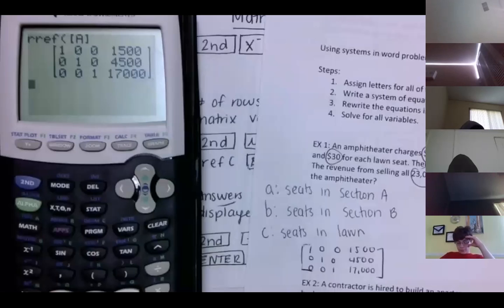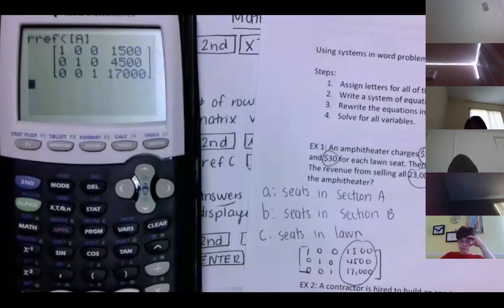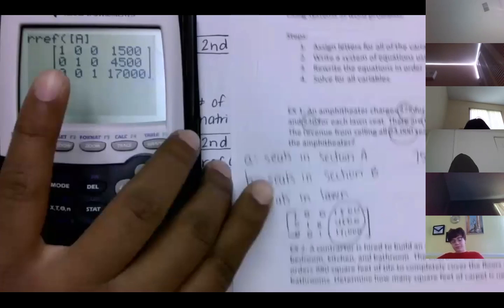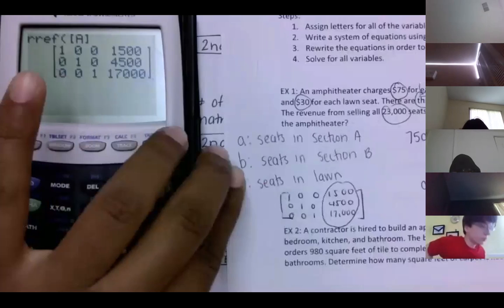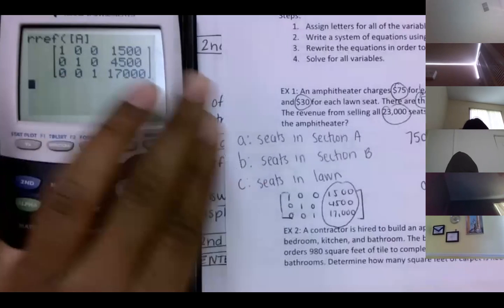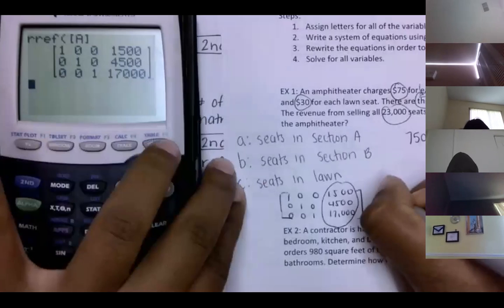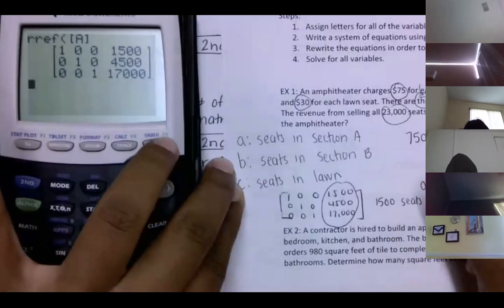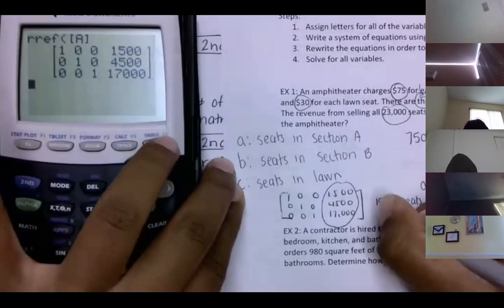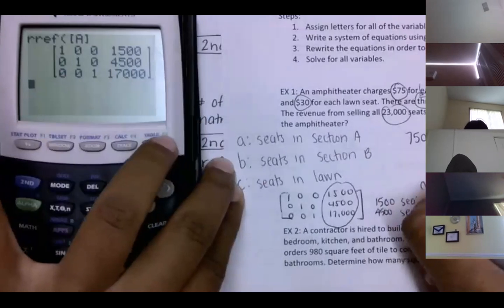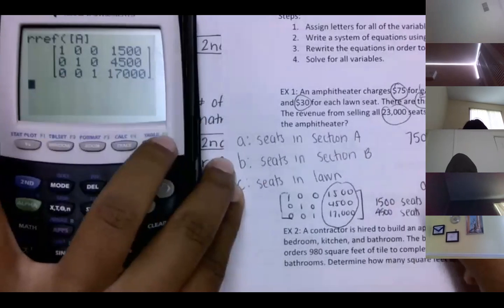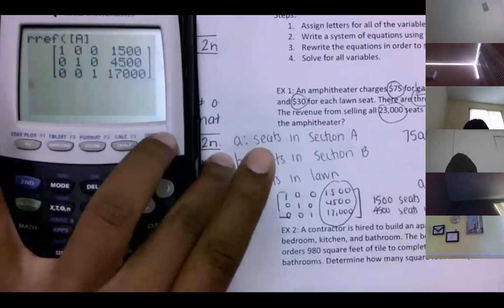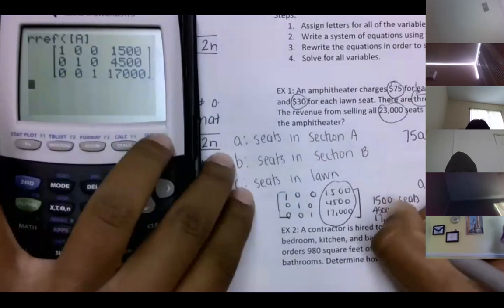1,500, 4,500, and 17,000. Good, so just look at that last column. That will give you your A, B, and your C. Because this is a word problem, just make sure that you put it in the context of this problem. So it's 1,500 seats in section A, 4,500 seats in section B, and 17,000 seats in the lawn.